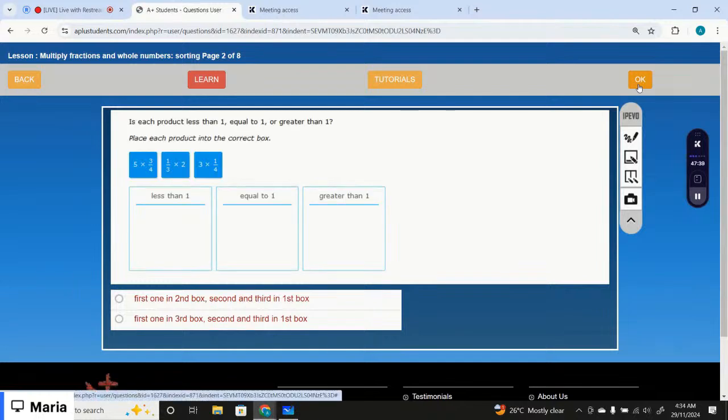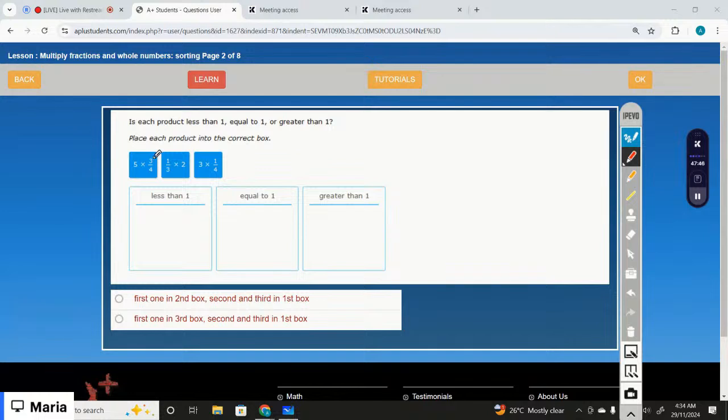Is each product less than 1, equal to 1 or greater than 1? So which is the correct option? 5 times 3 by 4, that is greater than 1. 2 over 3, less than 1. 3 over 4, less than 1. First one in the third box, second and third one in the first box. Option number 2 is the correct option.